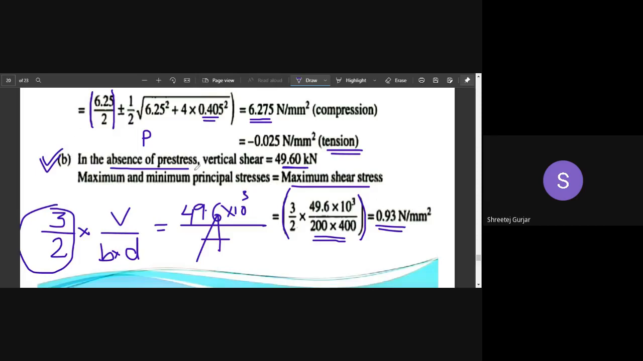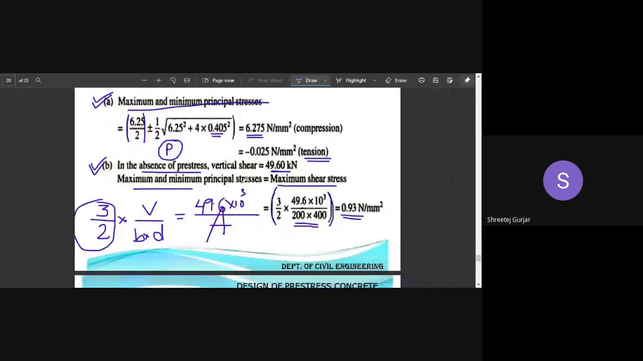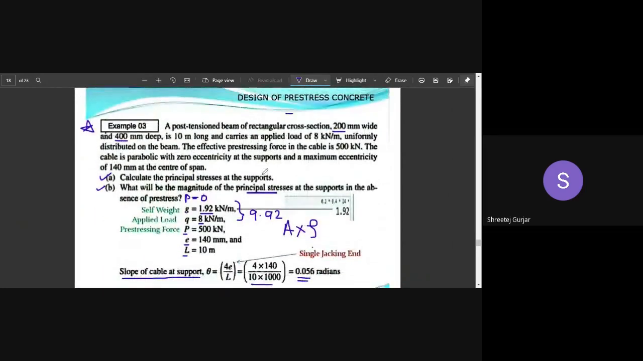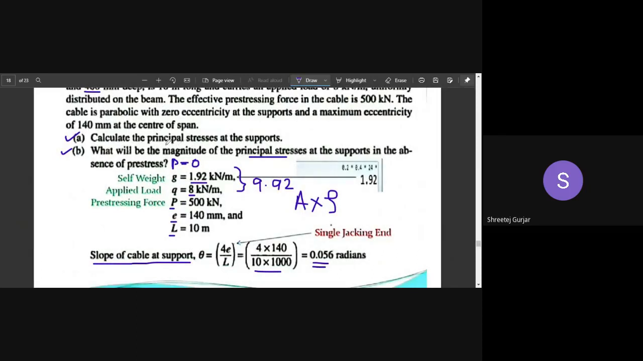In the second case, just neglect whatever terms you are taking into consideration with P. All the terms with P will become 0. The steps will remain same. Only whatever the terms are there with P, they will become 0, and you can calculate the maximum and minimum principal stresses. So this is how you can solve your seventh numerical. We have calculated the maximum and minimum principal stresses at the supports, and also when your P is equal to 0, we have calculated the principal stresses.